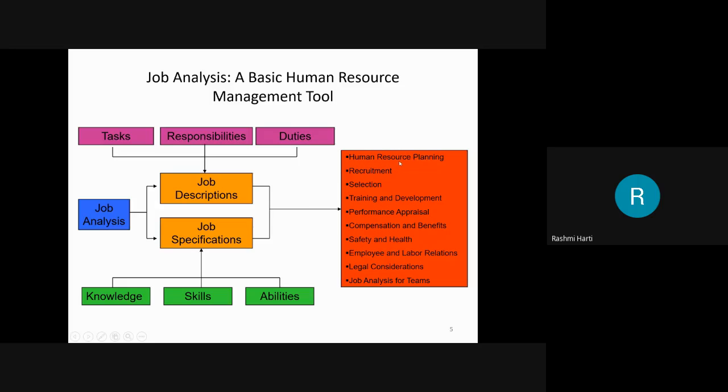If you want to plan for human resources in your organization, you have to have job analysis in your hand. If you want to go for recruitment functions within the organization, you have to have job analysis in your hand. So selection, training, performance, compensation, safety and health, employee and labor relationship, legal consideration, and job analysis for team. For performing all these functions, job analysis is a base on which all these functions are performed.